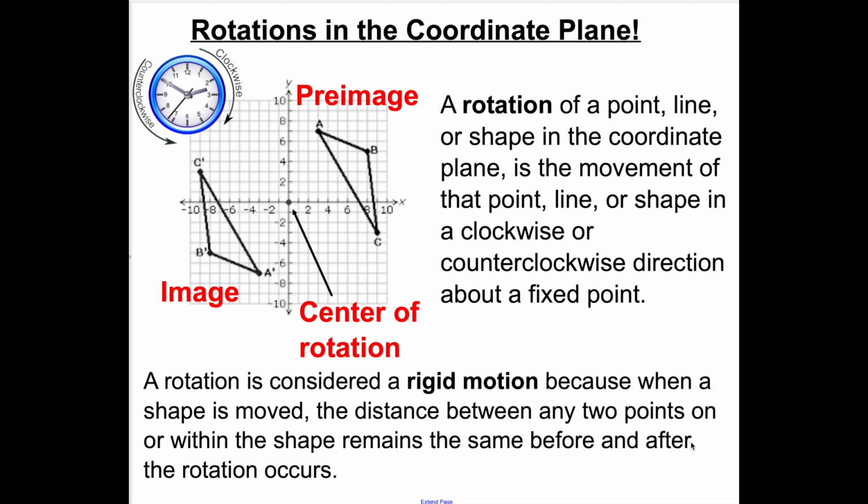All right, so without further ado, a rotation of a point, line, or shape in the coordinate plane is the movement of that point, line, or shape in a clockwise or counterclockwise direction about a fixed point. Now, nowadays, you're less likely to see actual clocks with hands on them. So if you're someone who only looks at a digital clock, like the clock on your iPhone or smartphone, you may not know what clockwise and counterclockwise means.